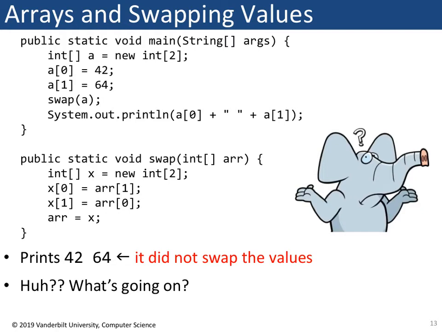Now, we're going to assign element 0 of x the value in element 1 of ARR. Okay, then we assign element 1 in x the value stored in element 0 of ARR. So this effectively swaps the value from element 1 into element 0 in x and element 0 in ARR into element 1 of x.